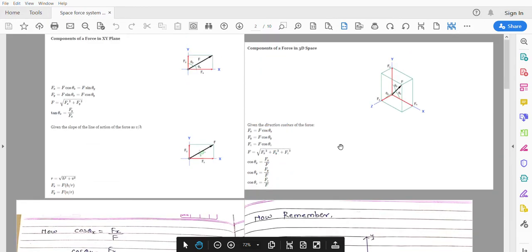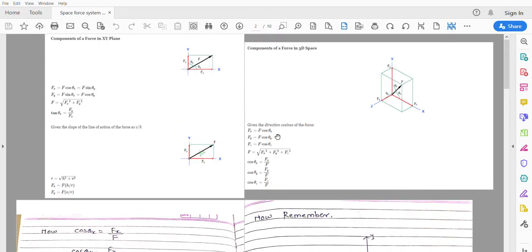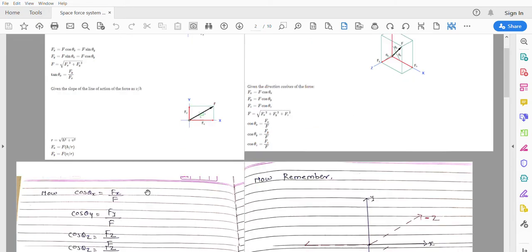Now there can be a question in your examination: prove that cos square theta x plus cos square theta y plus cos square theta z is equal to 1. To prove that, you need to draw this figure. To understand better what I meant by force acting in space, I have uploaded one more video, please go through that.